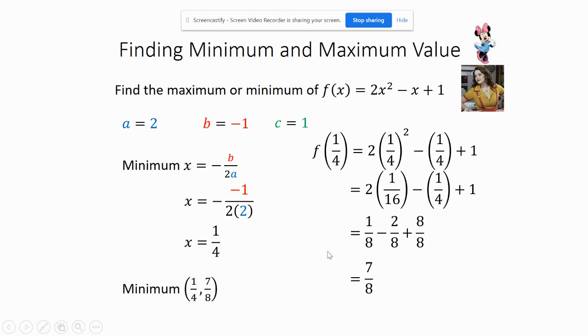So the vertex would be at 1/4, 7/8. The easiest way to find the vertex is to do negative b over 2a. That gives you your x value, and then simply plug it into the equation to find the y. And most of the time it will not be this hard. This one was a fraction one, to make things a little difficult for us.